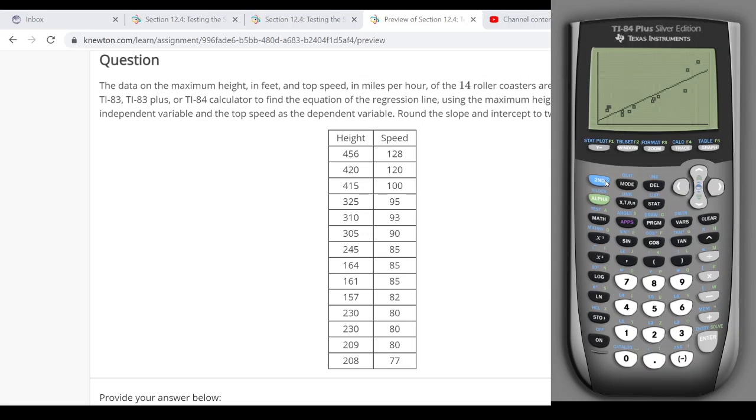Oh, I already forgot what those numbers were. All right, so let me go back. I've got to recalculate. Sorry. Stat, calc, number 4. All right, so those numbers: the slope was 0.13, y-intercept 54.52 when rounded to 2 decimal places.